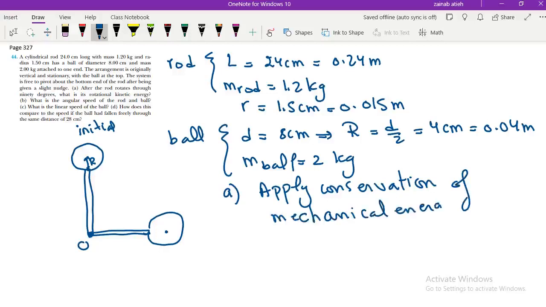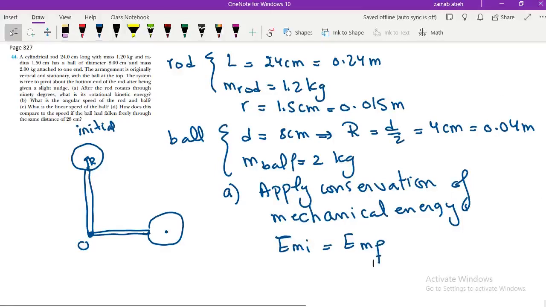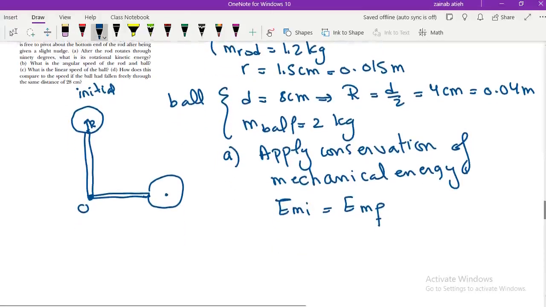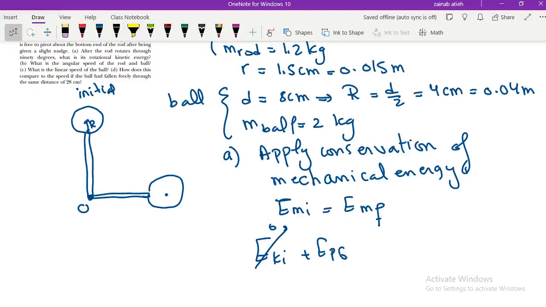For sure you can write delta E mechanical equals 0, E mechanical initial equals E mechanical final. You can solve it in any way you like. So E mechanical initial equals E mechanical final. Initially the system was up and it had no kinetic energy, so initial kinetic energy was 0. It had only gravitational energy.